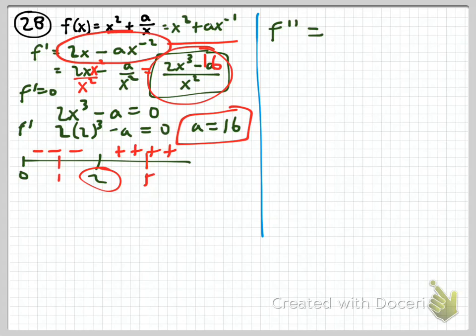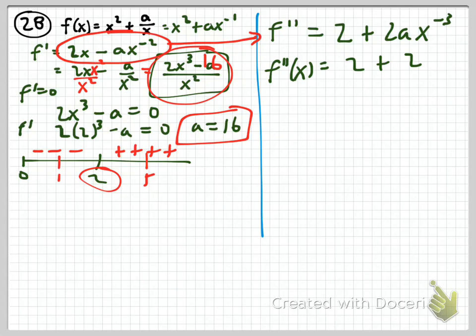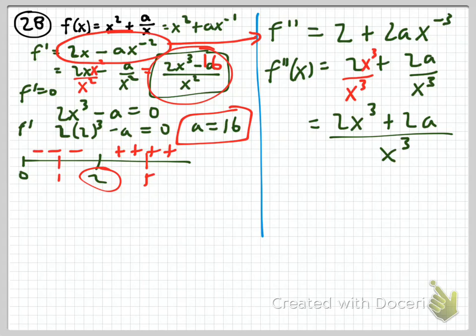Here I'm going to use this first derivative to find my second derivative, and the second derivative then would be equal to 2. Derivative of 2x is 2, and then plus 2a multiplied by x to the negative 3. Okay, so f double prime of x is equal to 2 plus 2a over x cubed. We need a common denominator, so we're going to multiply top and bottom of this first term by x cubed, and that gives us a nice concise way of expressing our f double prime, and that would be 2x cubed plus 2a, and that's all over x cubed.